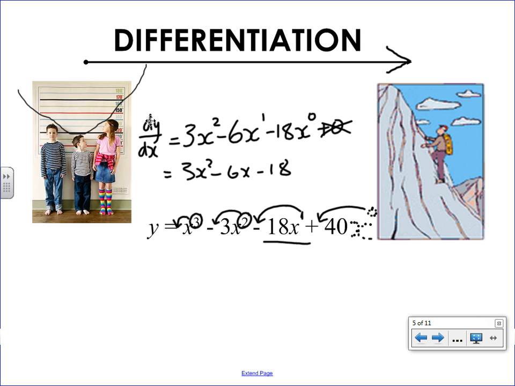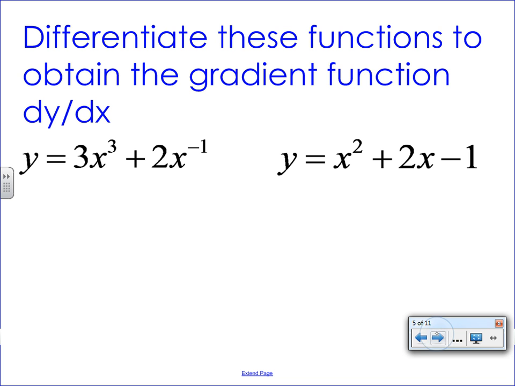And then what we're going to do is just practice getting gradient functions. So, a couple of examples. Do you want to have a go?